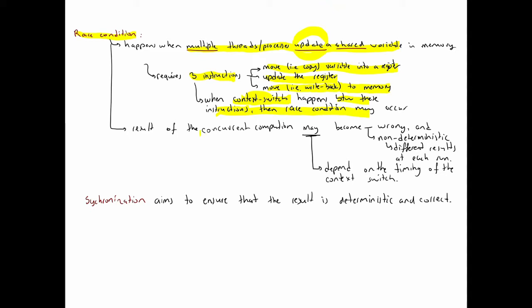As a result, when we have a race condition, the concurrent computation may become wrong, meaning that you may get wrong results, and it may be non-deterministic. It means that you will get a different result at each run. And we said it may, because it's not a must: the result depends on the timing of the context switch, and this is something over which we do not have any control. The problem of synchronization is that we want to ensure that the result of this computation is deterministic and correct at all times.